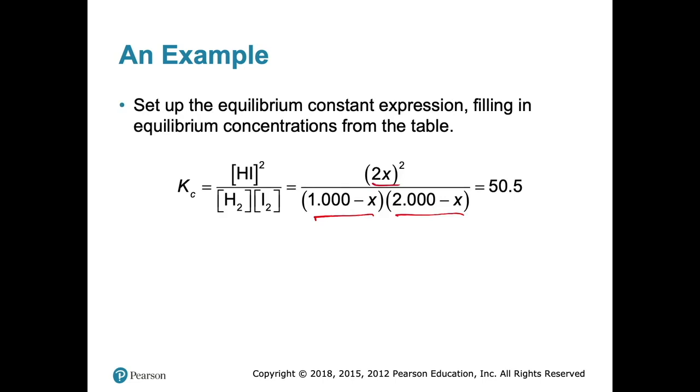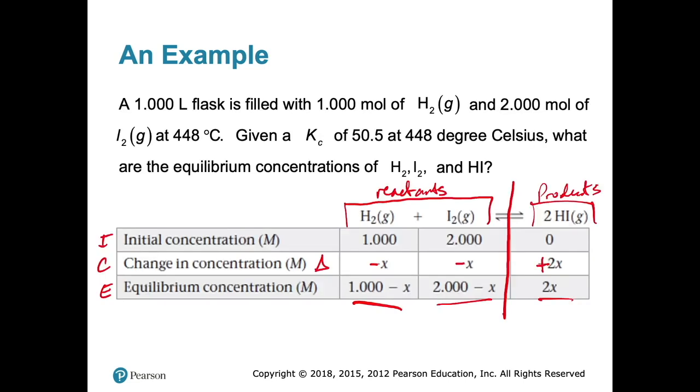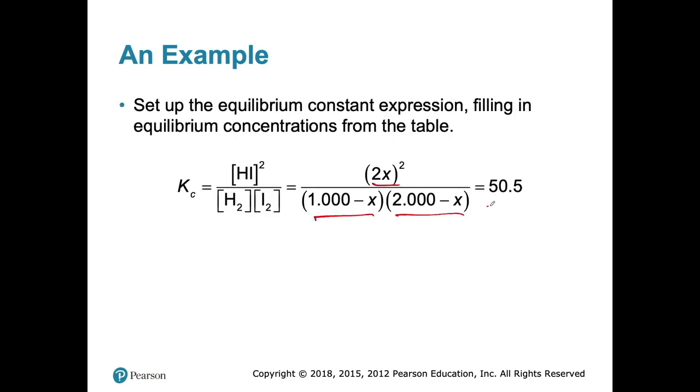And then we were given in the problem that it has an equilibrium constant of 50.5, and that's why we set it equal to 50.5 here. So now what we have to do is solve for all these X's. Got to solve for all those. So I'm going to ask you now, how do we solve for those X's? How do we solve for these X's?